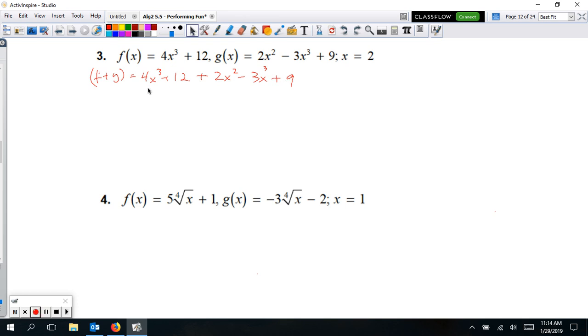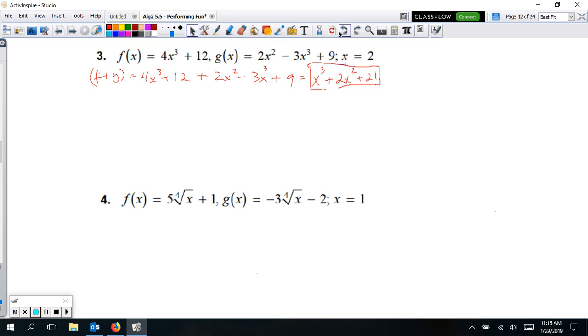So I have some x to the third that we can put together right there. That'll make 1x to the third. And there's only 1x squared, so that's going to be in our answer. And then the 12 and the 9 will combine together. So our answer for this one is the 1x to the third, or just x to the third, plus 2x squared, and then plus the 21. So that's going to be our result for f plus g.